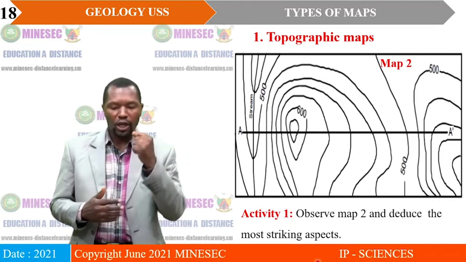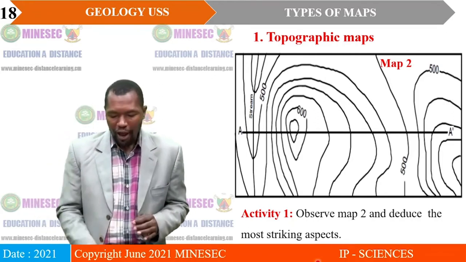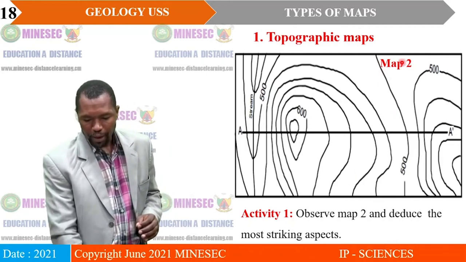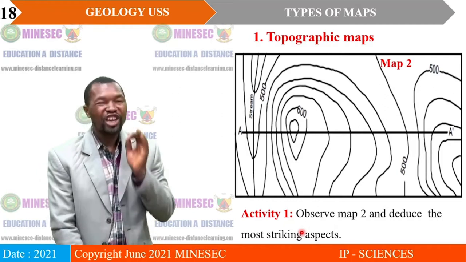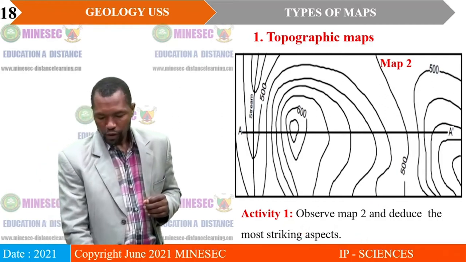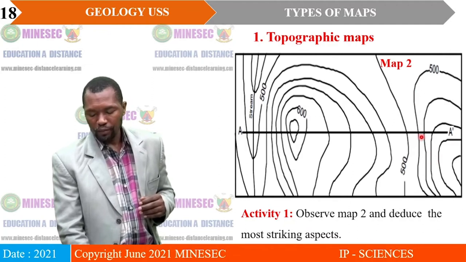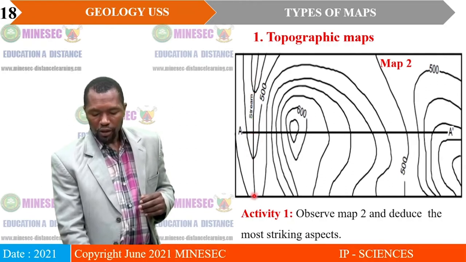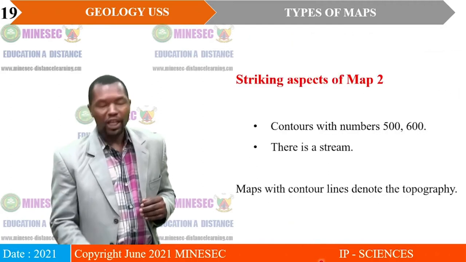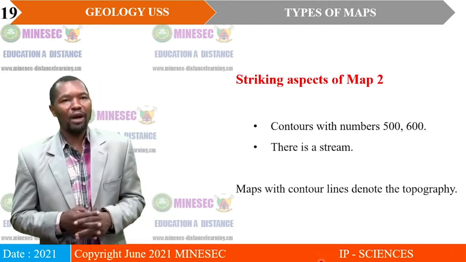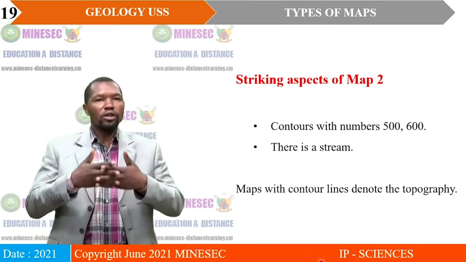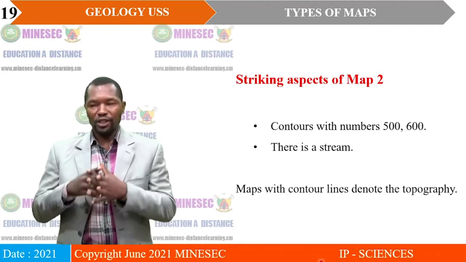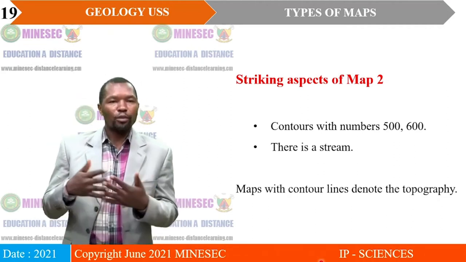Now, the first is a topographic map. Observe map two. This is map two. And you deduce the most striking aspects of this map. Look at the map, you will realize that there are some traces with values. And then you also have a case where the contours are crossing, and you can see a stream. So the striking features for this map are contours with numbers 500 and 600. And then you have the presence of a stream.